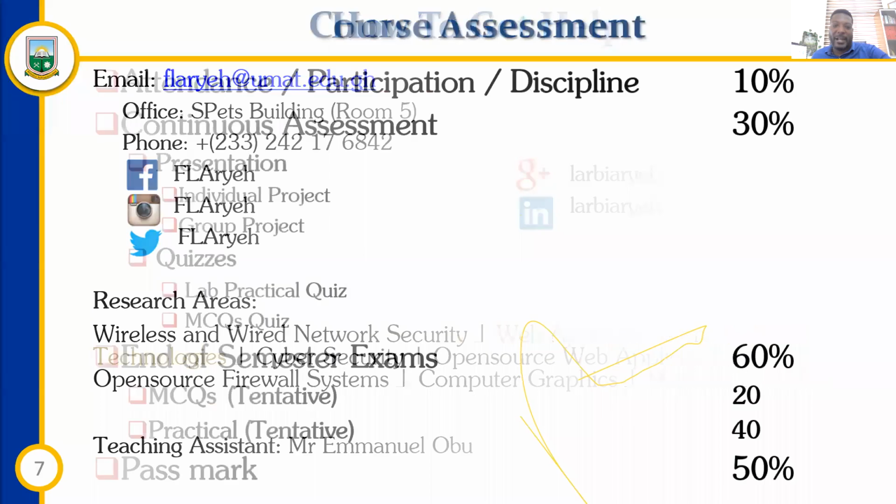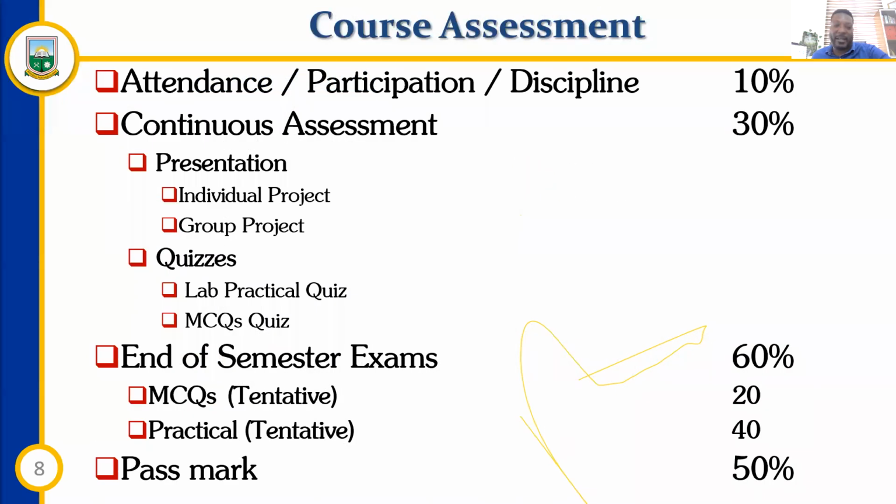Attendance, participation, discipline, they are all 10 marks. Individual presentation: we have a continuous assessment of 30 marks, and within that, we have a presentation where you do an individual presentation. That is what I talked to you about, starting from next week. We have a group project. I'll give a project with topics that the group will present at the end of this course. There are some few things that you do, and you present it together as a group for marks. There will be quizzes. I'll have some lab practical quizzes. I'll have MCQ quizzes as well.